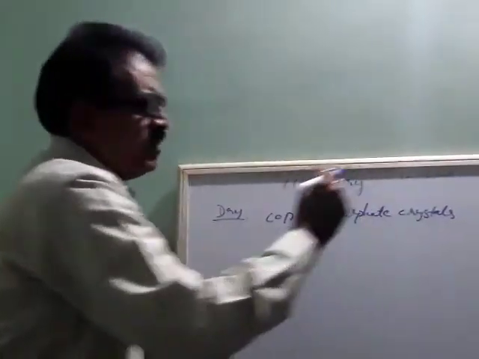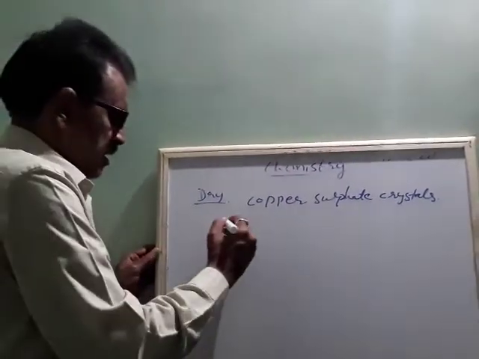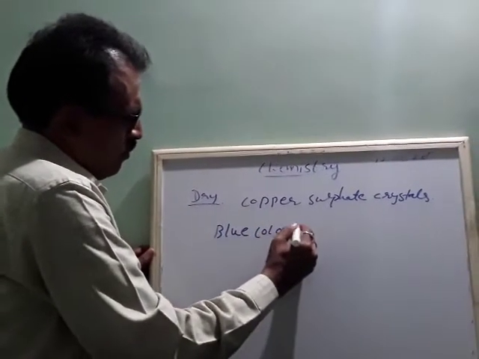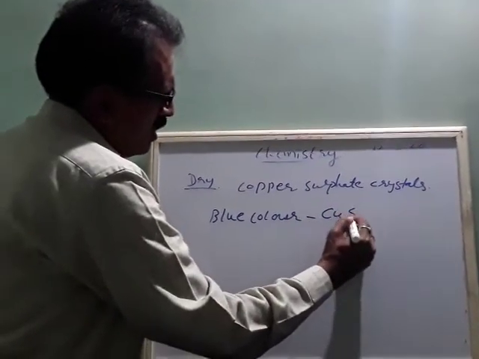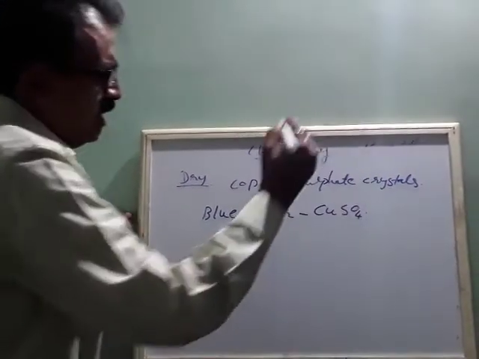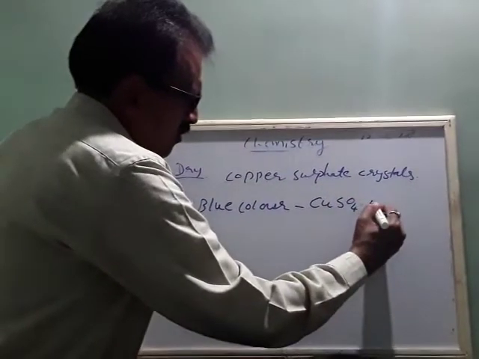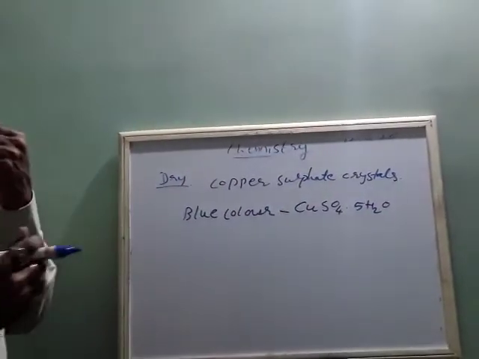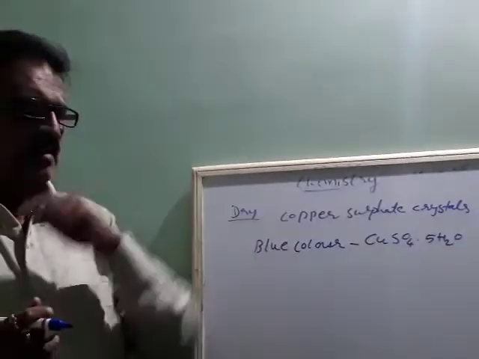So these copper sulfate crystals are usually which color? Blue color. They are blue color. Okay. So the formula of copper sulfate is CuSO4. Okay, now I write like this. If I write like this, 5H2O means what? So 5 indicates water of hydration.